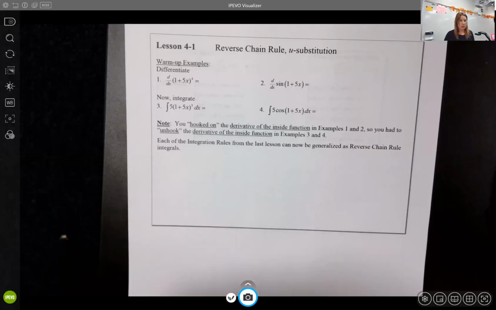We're going to do reverse chain rule, and then we're going to learn all sorts of fundamental theorem of calculus. Let me share my screen. Okay, so here we go, 4.1.